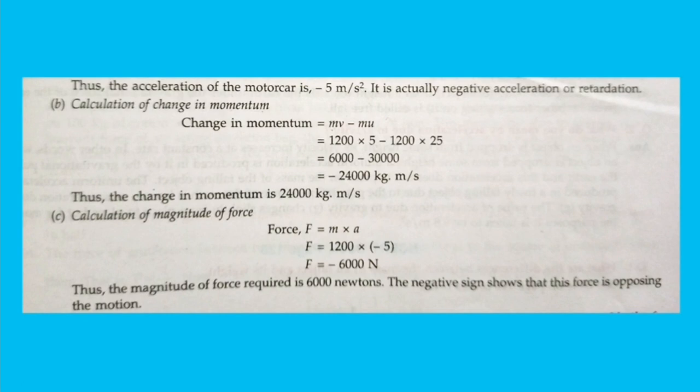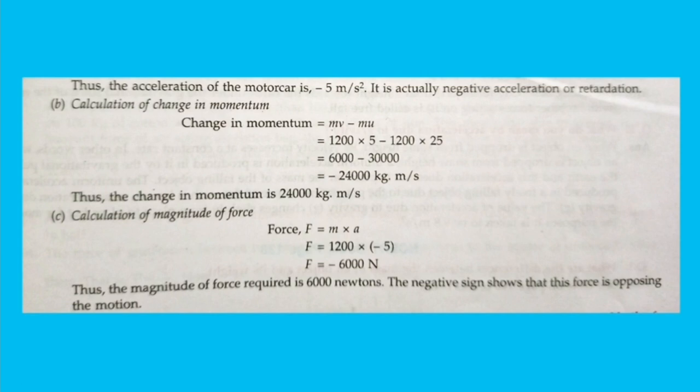The third part is calculation of magnitude of force. We know the formula for force, that is mass into acceleration. F equal to m into a. Here we are finding the force that was applied to slow down the vehicle. What was that external unbalanced force? So F equal to the mass 1200 into acceleration, that is minus 5. So we get the product as minus 6,000 newtons.